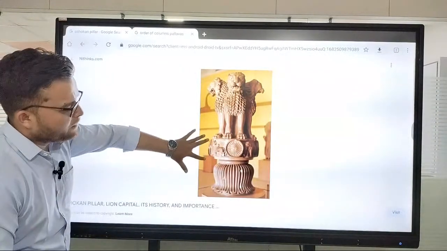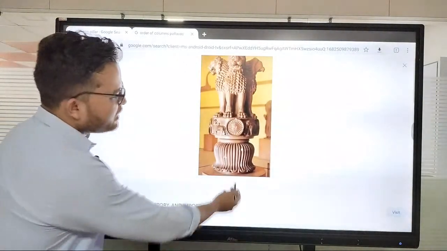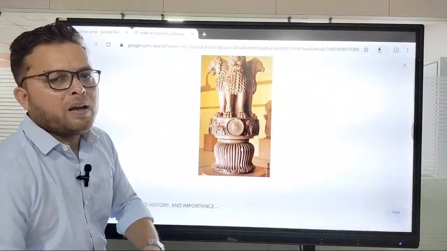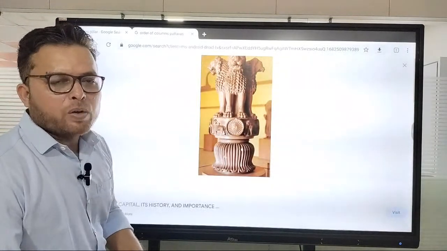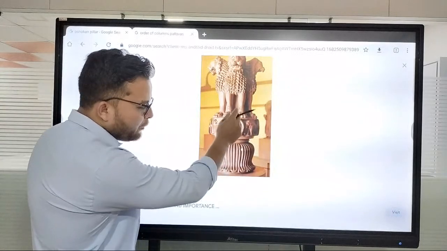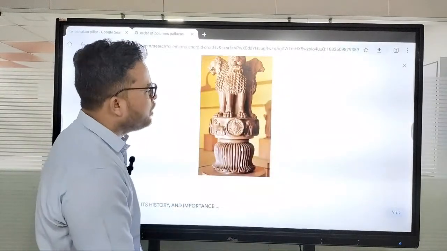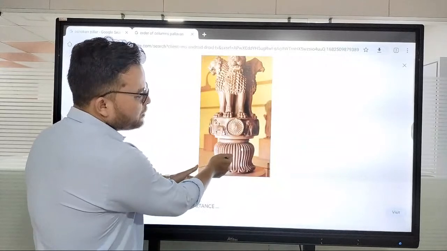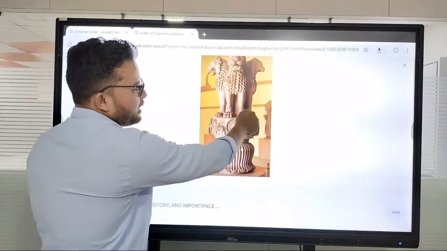As you can see, this is the part I am talking about. Below this part it looks like an inverted lotus. Something like this was also present in the Persian pillar and this is also present in the Ashokan pillar, so they say the Ashokan pillar is a direct copy of the Persian pillar. Below this inverted lotus you will find another structure known as the shaft, the main part of a pillar. Above the inverted lotus you will find another structure, and this structure is known as the abacus.